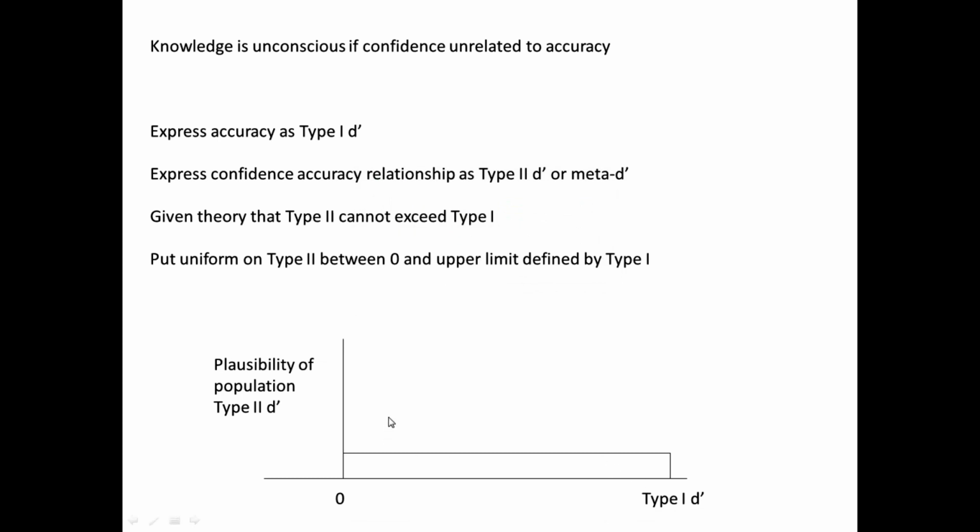So what you can do, when you're measuring metacognition with a type 2, or the best sort is meta d prime, is use a uniform from 0 up to type 1 d prime. So you don't need to think any more about it than that. Meta d prime can't be more than their first order performance, the performance on the world. So just use that as a uniform.